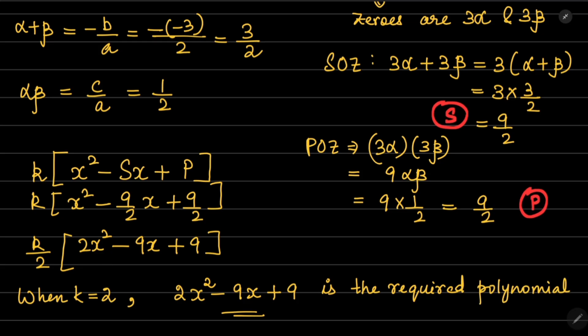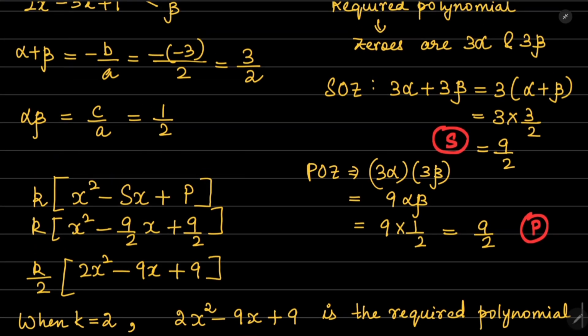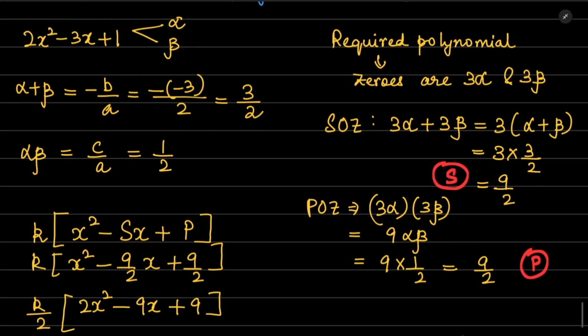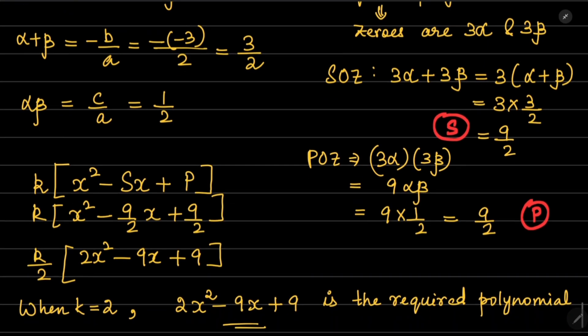Okay, so very, very easy. From the given polynomial, get the sum and product of the zeros. For the required polynomial, you are given already that the zeros should be 3 alpha and 3 beta. Get the sum of the zeros, get the product of the zeros.